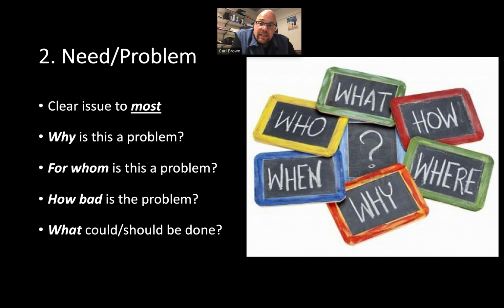The second step is the need or the problem. You need to talk about what the problem is and why it's a problem, for whom it's a problem, how bad it is, those sorts of things. So be detailed enough so that everyone will agree that there's a problem, not just the people affected by it. So for example, let's say we wanted to talk about rising sea levels. And we say things like, well, that's going to affect polar bears. Okay, nobody here's a polar bear.